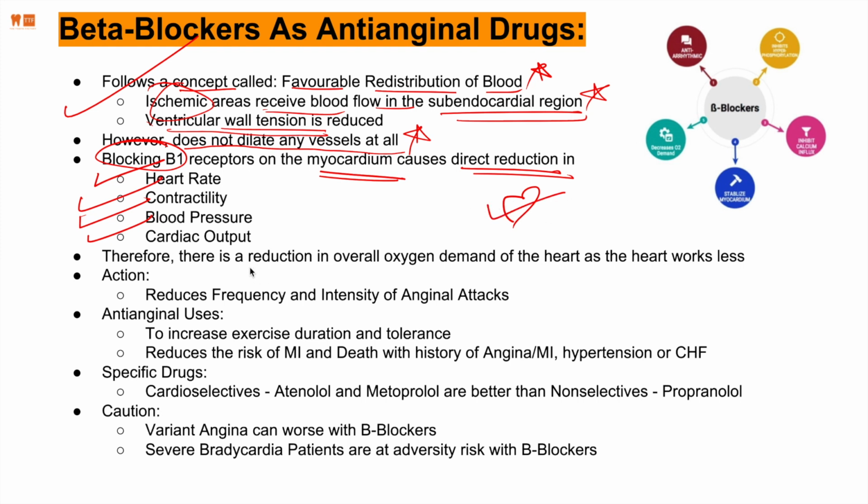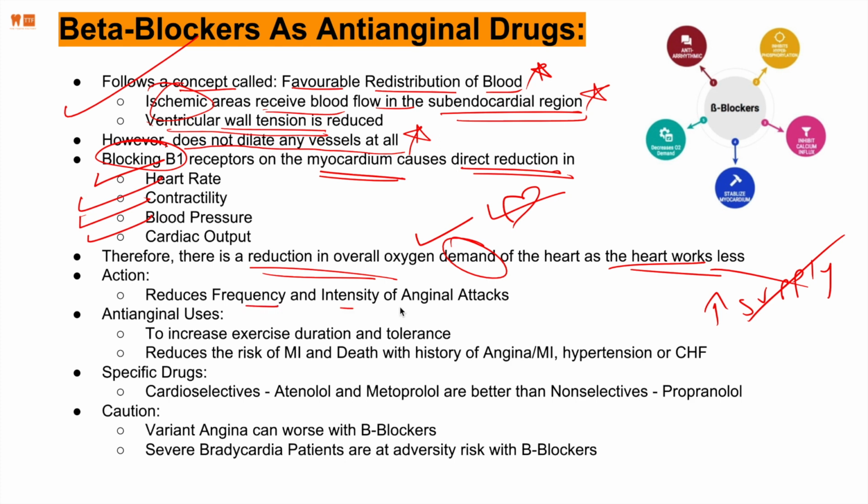Therefore, there's a reduction in overall oxygen demand. So we're not increasing supply. No, we're not increasing the supply of oxygen. We are decreasing the demand for oxygen by having the heart work less. It reduces the frequency and intensity of the anginal attacks. How nice is that? Covering both ends at the same time, right?